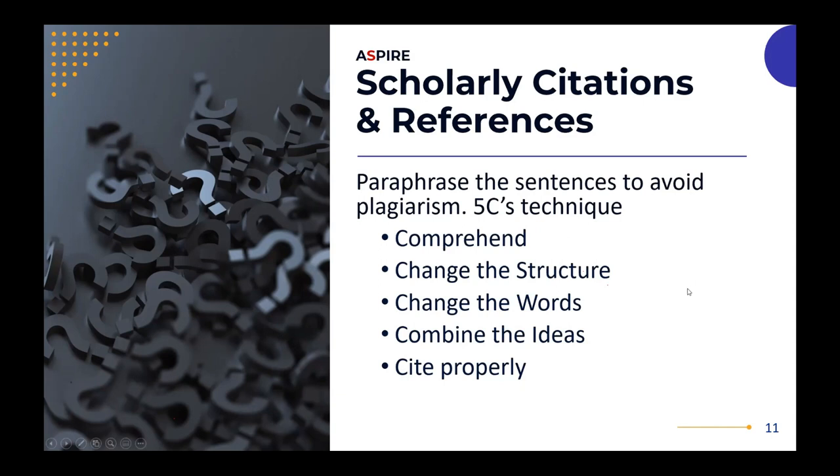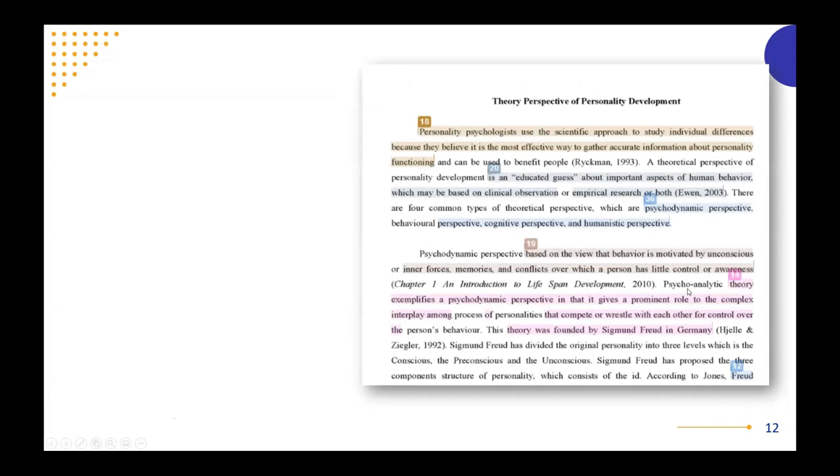happens if you just point blank copy from the sources. This is what will happen. Imagine you're doing this essay, theory perspective of personality development, and then you turn it in, and then it came out like this. Now you will see that even the first sentence is directly lifted from a source, which, if I click on 18, then I will know where you got it from.